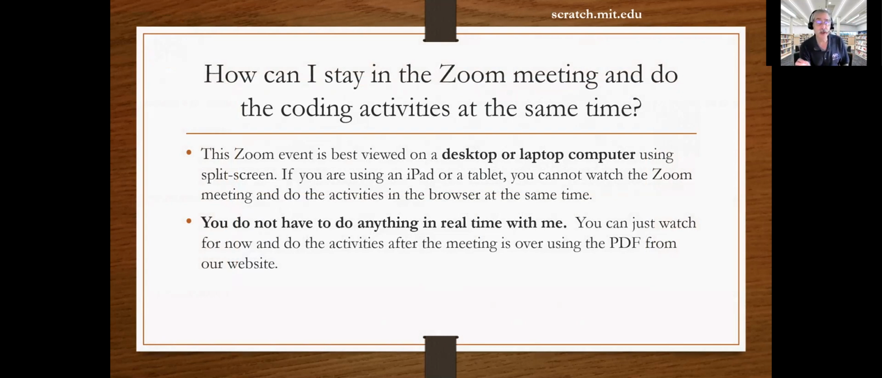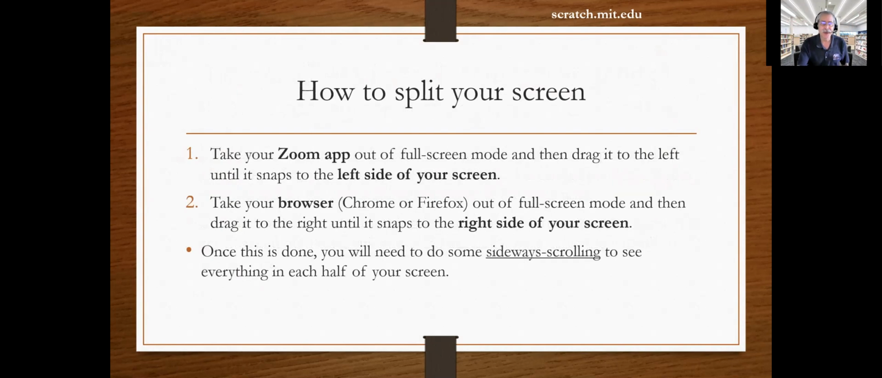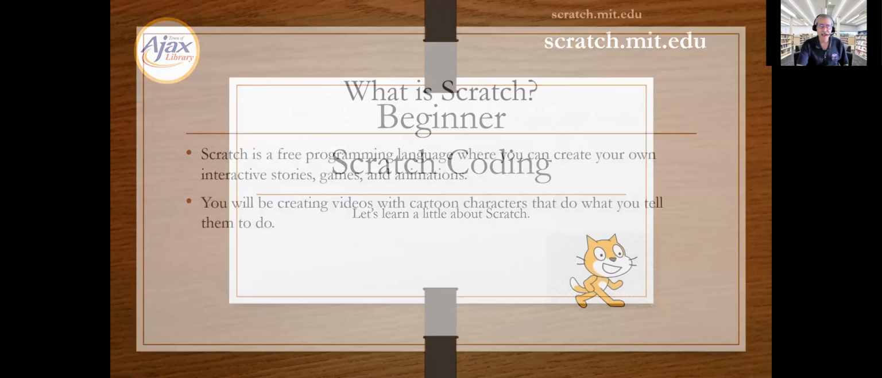The other thing you could do is minimize Zoom, and that would put me in the small corner. It'd be a little bit difficult to see what I'm doing, but that way you could have Zoom in the corner and your browser all full screen. There's a couple of ways that you could do it. Whatever works best for you.